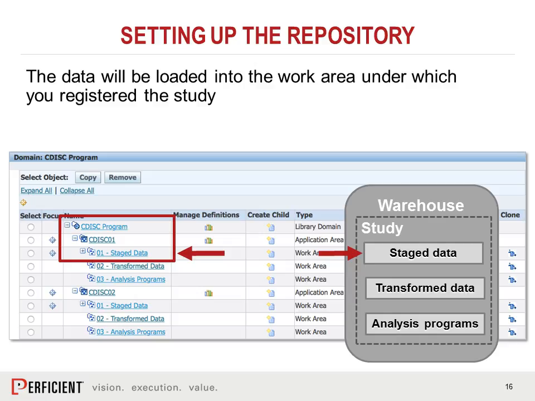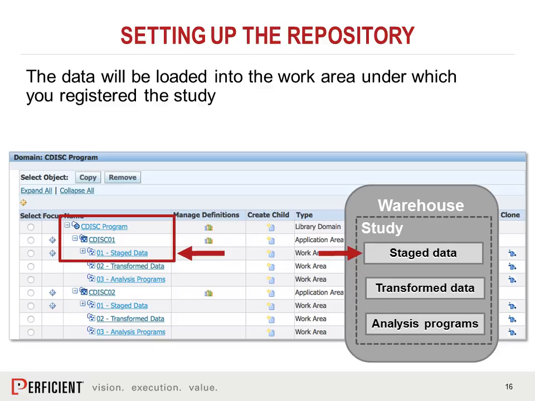I also need to make sure that my repository is set up. So I've gone through all the work with my vendor. My vendor understands my data requirements, and I understand what the vendor is going to deliver to me. I've registered my study to the file load utility. Before I can start receiving those files, I need to set up my repository structures so that the work areas that I need to load that data into are there and are defined.